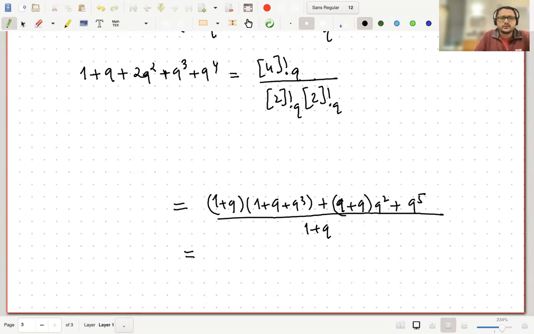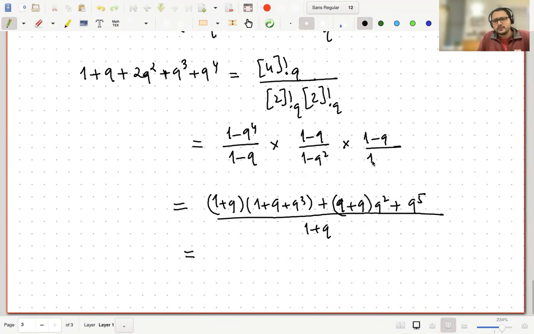So the other definition was (1 - q^4) divided by (1 - q) times (1 - q^2) times (1 - q) divided by (1 - q^2). Now, I can cancel out a 1 - q from here. This becomes a 1 + q. I can cancel this out. This becomes a 2 and this becomes a plus.